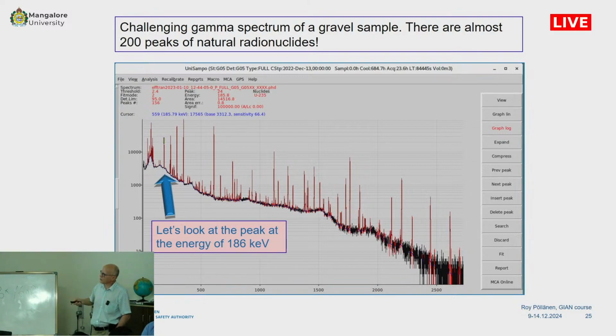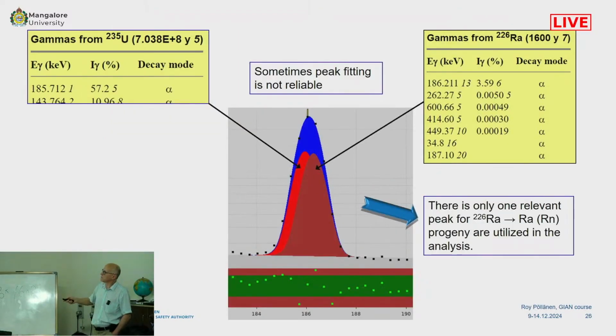But let's look closer at the peak at the energy of 186 keV. All right, you can see the peak here. I think that at least some of you know what this peak is. So there is uranium-235. Emission energy is shown here, quite close to 186. But there is also radium-226. Emission energy is practically the same, but the yield is very small.